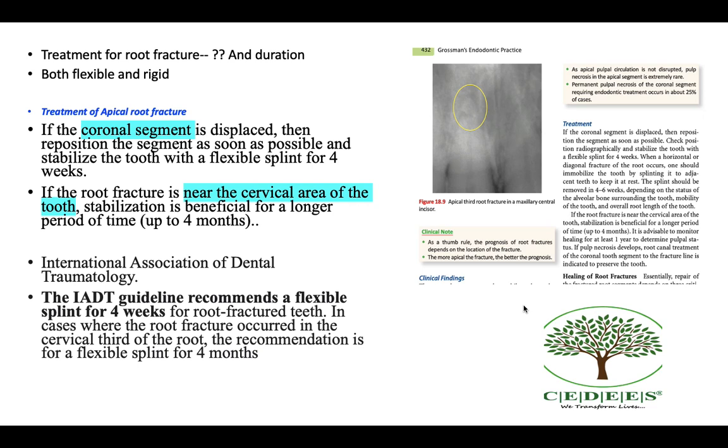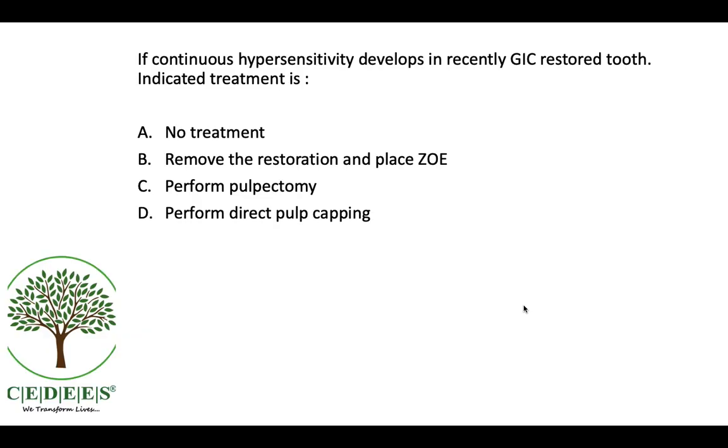There's also one more reference which is from IADT guidelines. IADT stands for International Association of Dental Traumatology, which recommends again a flexible splint for 4 weeks for root fracture teeth. In cases where root fracture occurred in the cervical third of the root, the recommendation is again for a flexible splint for 4 months. Moving on to the next question.